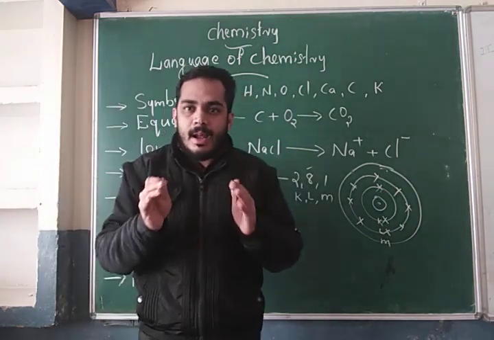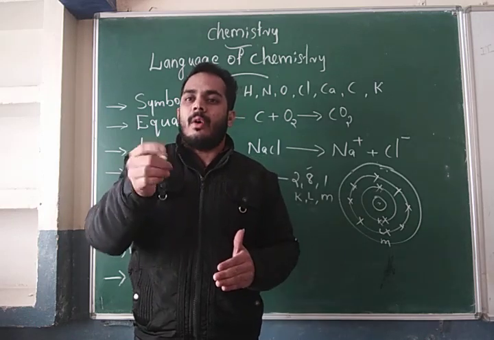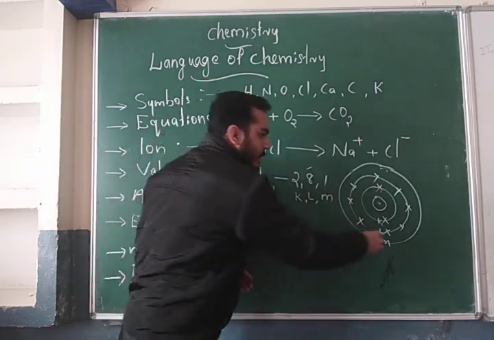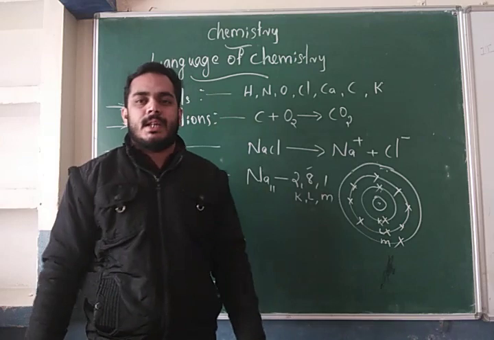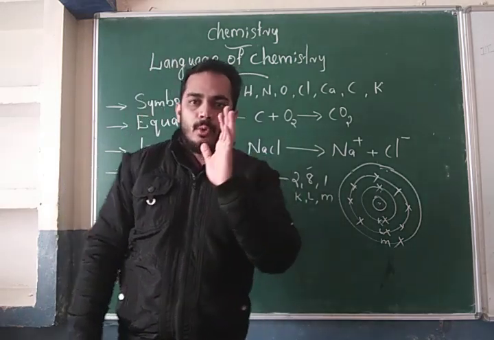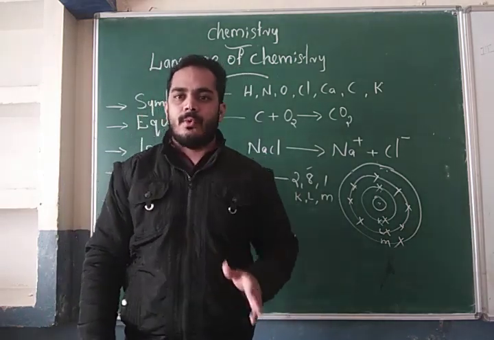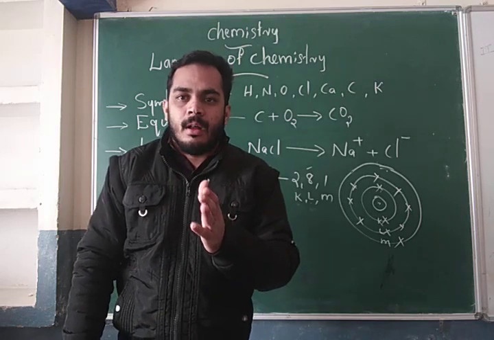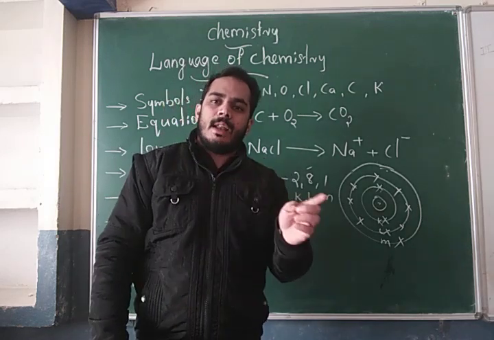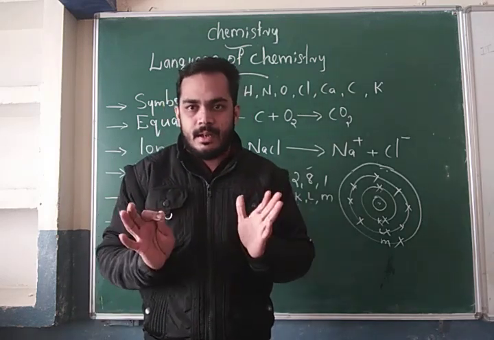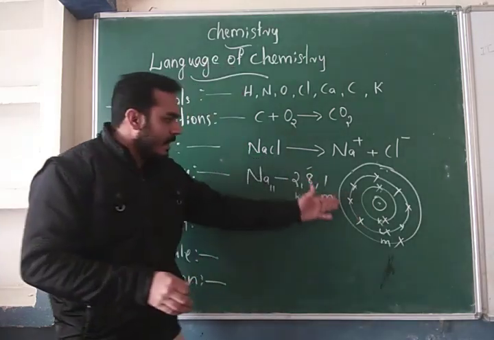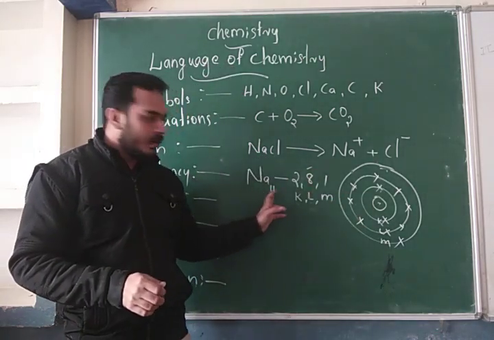So how many electrons remain? Only one electron, and that electron is in the outermost shell. So how many electrons are in the outermost shell? That is the valency of that element. So what is the valency of sodium?